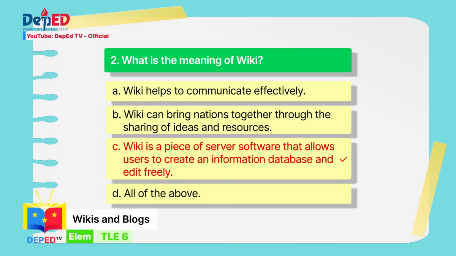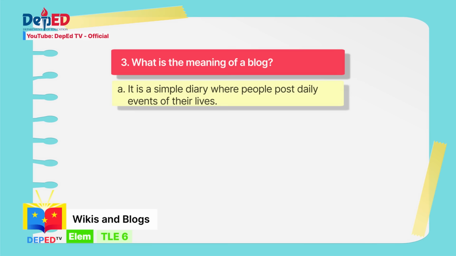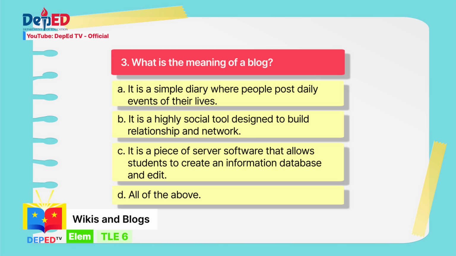Number 3, what is the meaning of a blog? Letter A, it is a simple diary where people post daily events of their lives. Letter B, it is a highly social tool designed to build relationship and network. Letter C, It is a piece of server software that allows students to create an information database and edit. Letter D, all of the above. Number 3, letter D. All of the above.